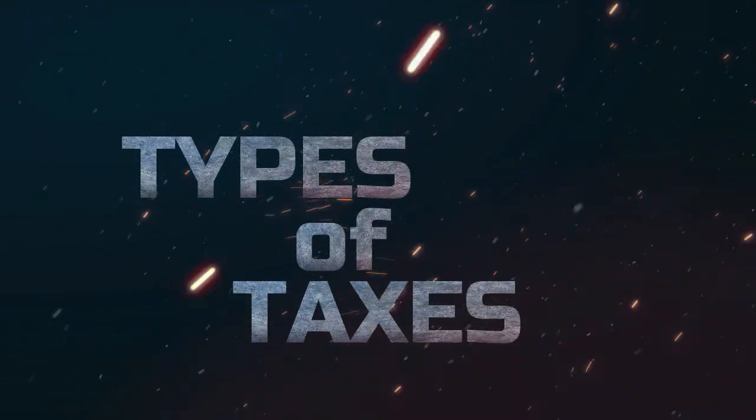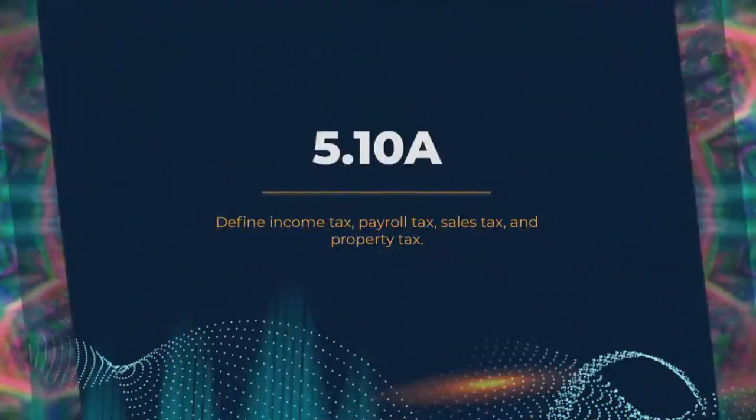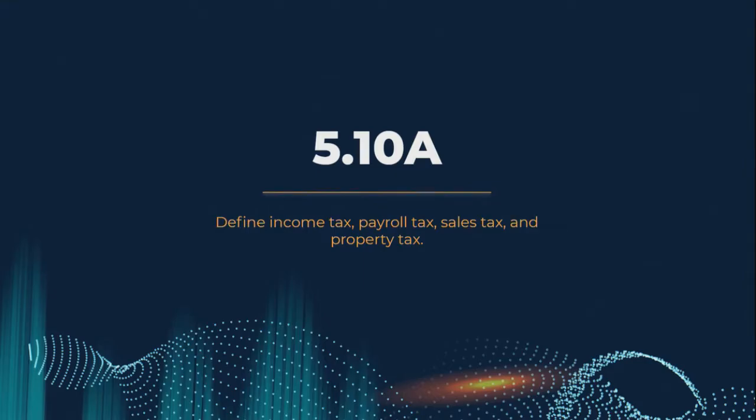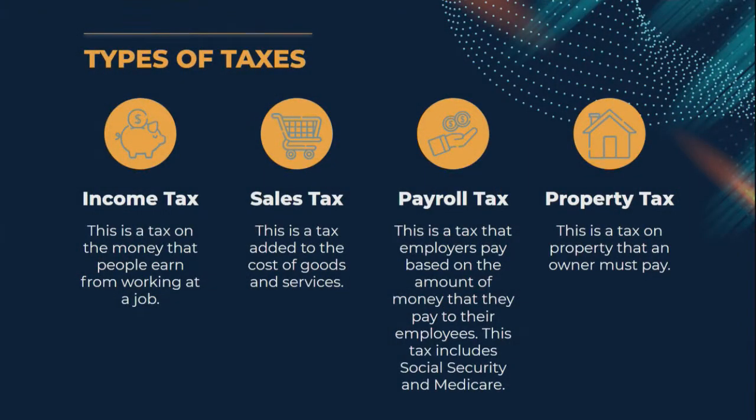In this video, we're going to discuss types of taxes. There's our objective. So we have 4 types of taxes that we discuss in the 5th grade. We have income tax. So that's a tax on money that you earn from your job. We have a sales tax, which is added to anything that you buy, goods and services.